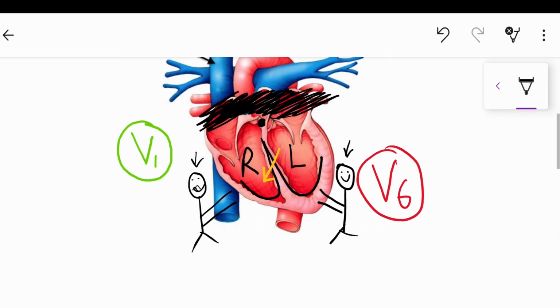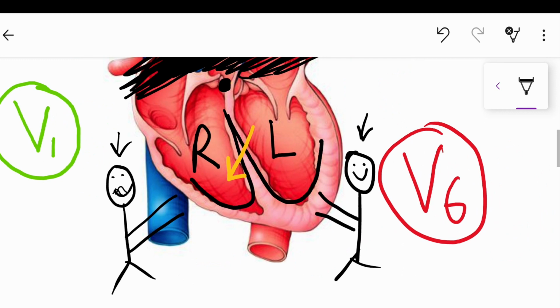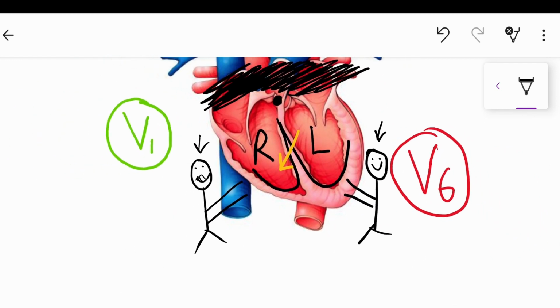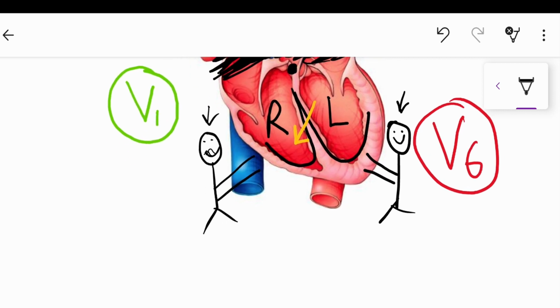What you need to know is V1 and V6 and their function. Why do we have V1? Why do we have V6? V1 is responsible for any pathology we may find in the right side of the heart, and V6 is for the left. So let's just focus on the right bundle branch block. Let's look at V1 in the perspective of V1.